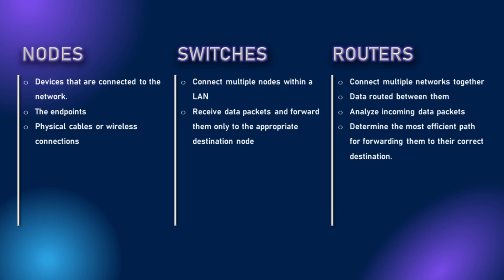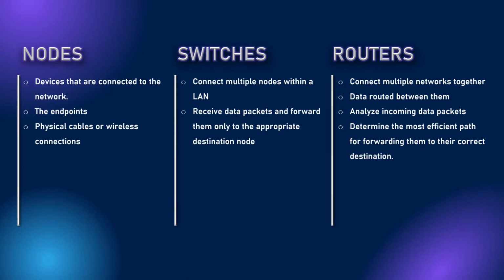Secondly, switches. They are devices that connect multiple nodes within a local area network, or LAN. They receive data packets and forward them only to the appropriate destination node, which improves network efficiency and security. Thirdly, routers. Routers are network devices that connect multiple networks together, allowing data to be routed between them. They also analyze incoming data packets and determine the most efficient path for forwarding them to the correct destinations.